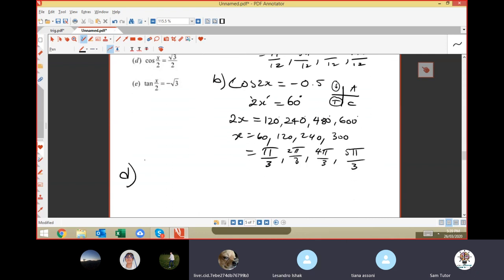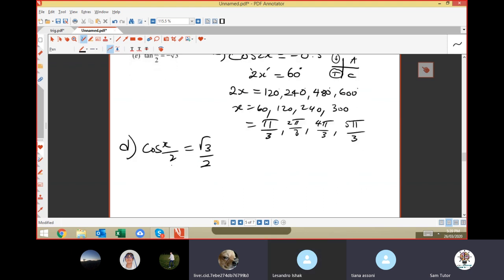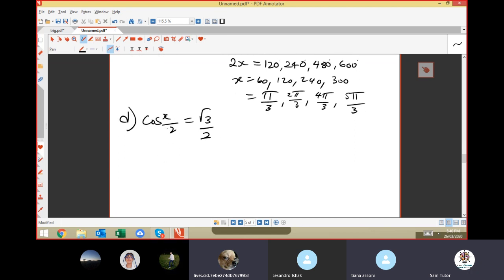D, cos x on 2 is equal to root 3 on 2. All right, this is not a 2x, this is an x on 2 this time. You get half the solutions technically. But we'll see. Kiana, let's try it together. Next line, x on 2, and then you go on to do what to this? I would take the 2 over and then times it. Nope. That's an angle. Cannot do anything to that.